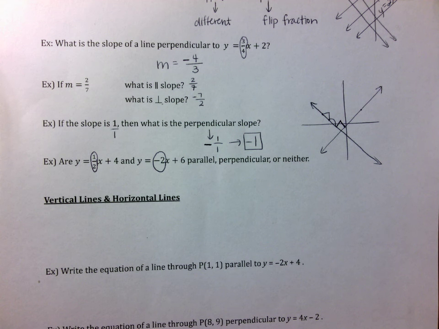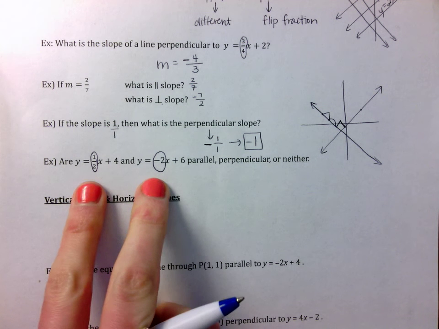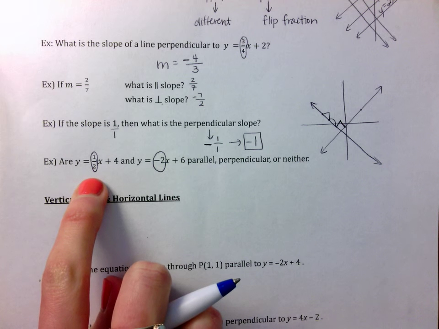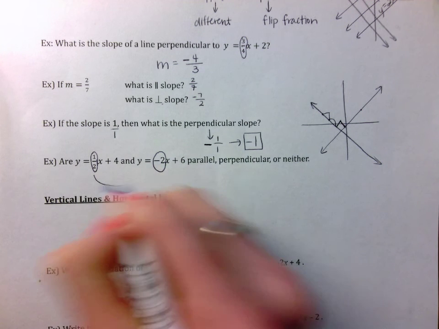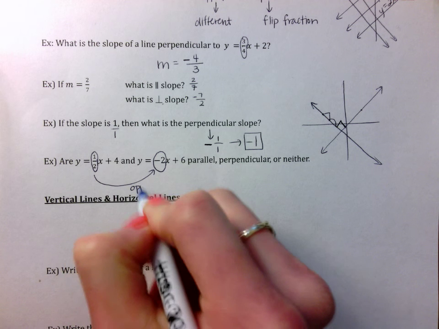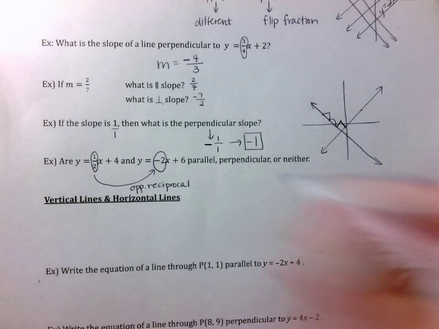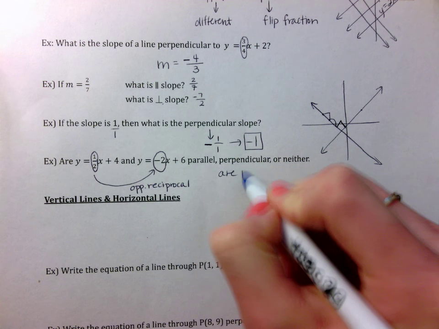If I look at those carefully, I might notice that they're definitely not parallel because they're not the same. But if I were to take this first one and make it the opposite reciprocal, indeed it would be negative 2. So these two lines are perpendicular.